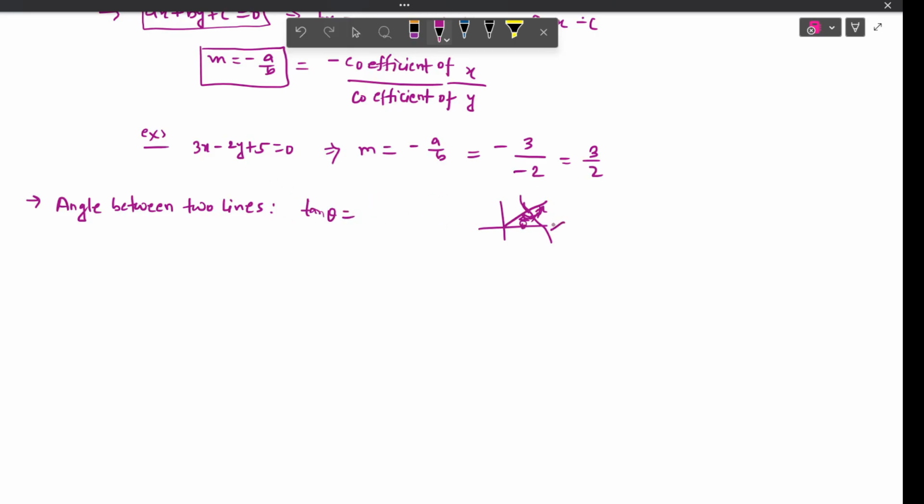Let us say this straight line has slope m1 and this straight line has slope m2. So in this scenario, tan of the angle between two straight lines, this angle or this angle, would be plus minus m1 minus m2 divided by 1 plus m1 m2, because we will require all these concepts in this chapter. So this is the quick revision of slopes.